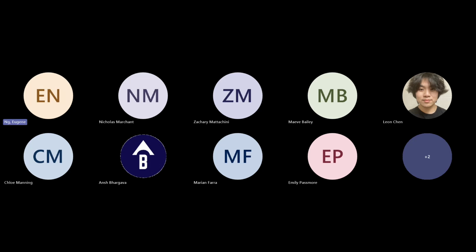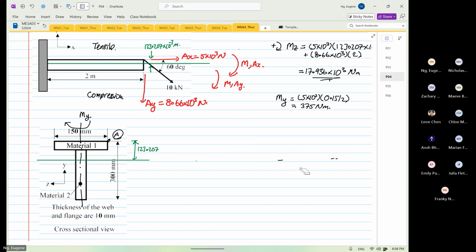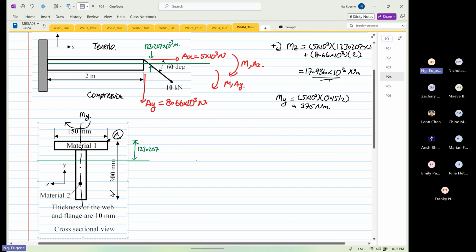Right. So I do apologize, I did not explain to you why we calculate stresses at point A earlier. Before we do the stresses at point A, I'm going to tell you why we're calculating at point A. So if we look at how our structure is loaded, right?